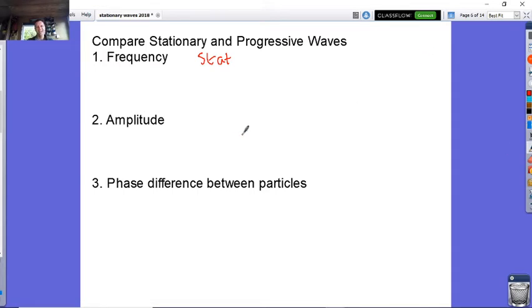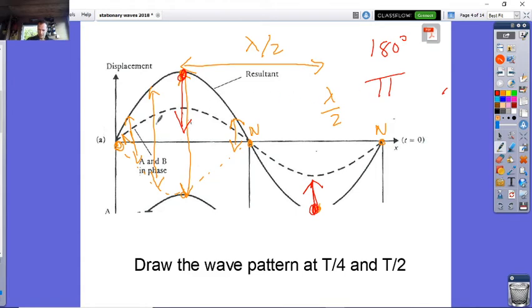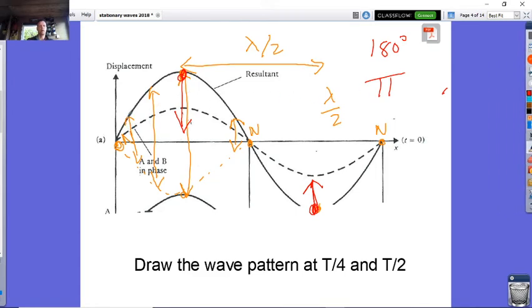But when you look at amplitude for your stationary waves going down here, they have a different amplitude. Now remember, going back to the slide over here, the particles here have a very small amplitude, big amplitude, and small amplitudes. They all have different amplitudes.